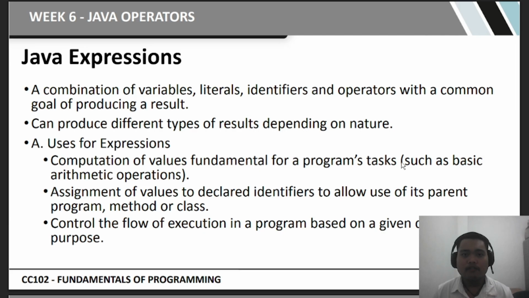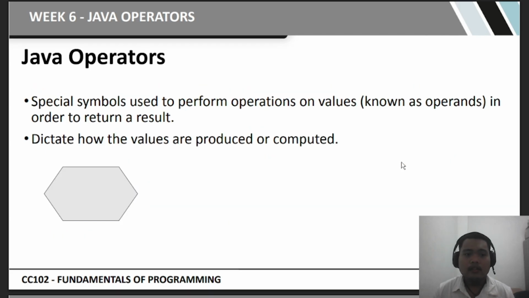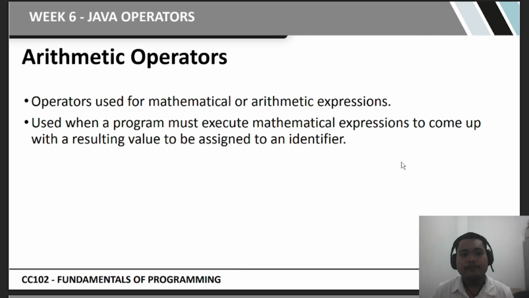First is the computation of values, fundamental for a program's tasks, such as basic arithmetic operations. Next is assignment of values to declared identifiers to allow use of this in a program, method, or class. Another is to control the flow of execution in a program based on a given directive or purpose. And Java operators have special symbols used to perform operations on values known as operands in order to return a result. It dictates how values are produced and computed.